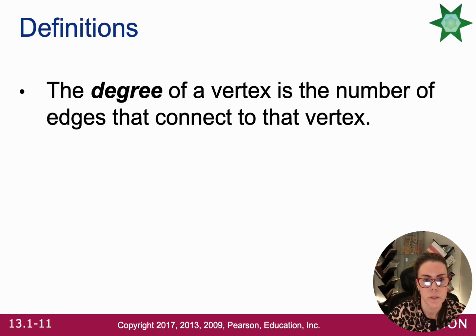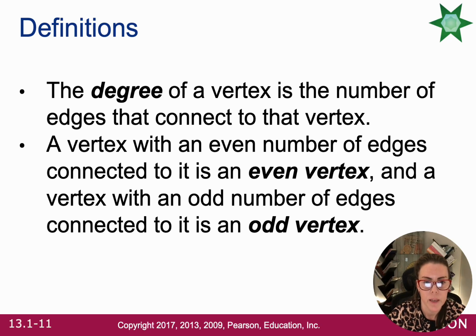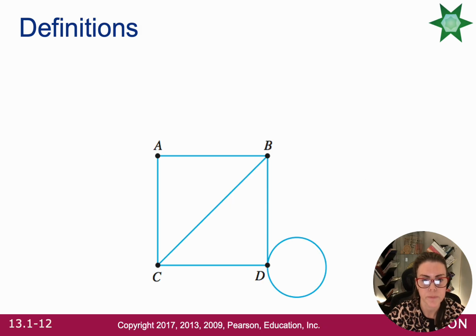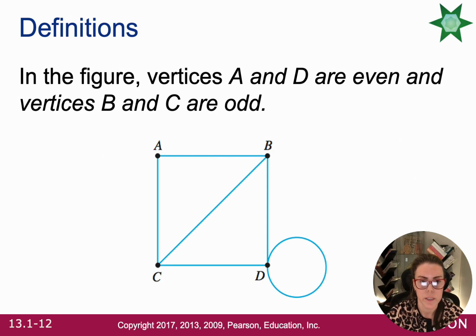So the degree of a vertex is the number of edges that connect to that vertex. A vertex with an even number of edges connected to it is an even vertex, and a vertex with an odd number of edges connected to it is an odd vertex. So let's take a look here. In the figure, vertices A and D are even and B and C are odd.